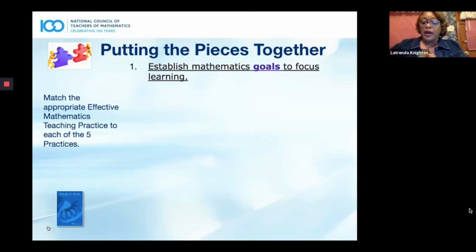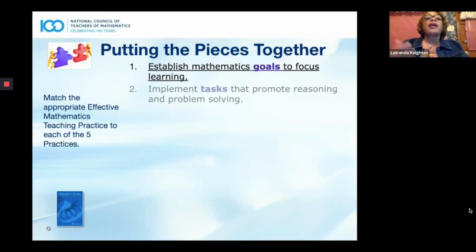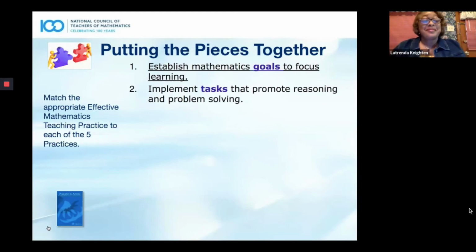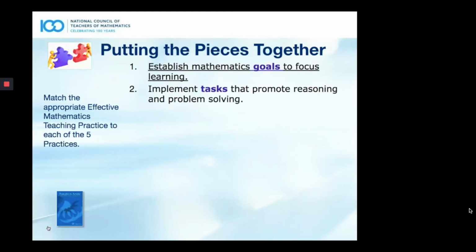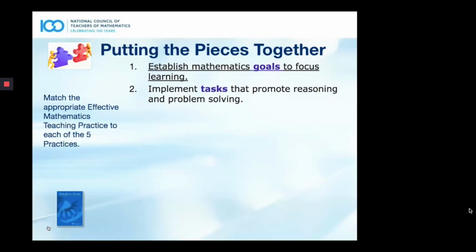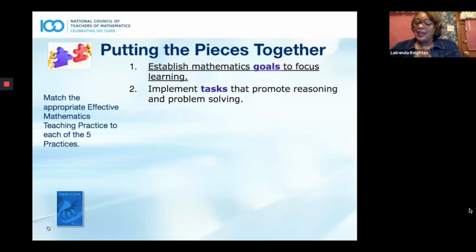Okay, you guys want to try one more practice? What about implementing tasks that promote reasoning and problem solving? Anticipating. All. Setting goals. Selecting tasks. Yep. All of them. That's popular. Purposeful questioning.